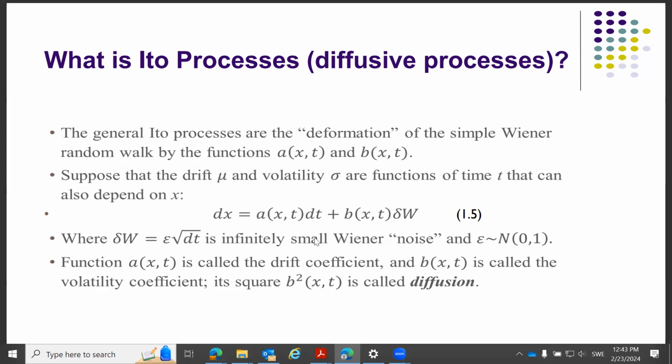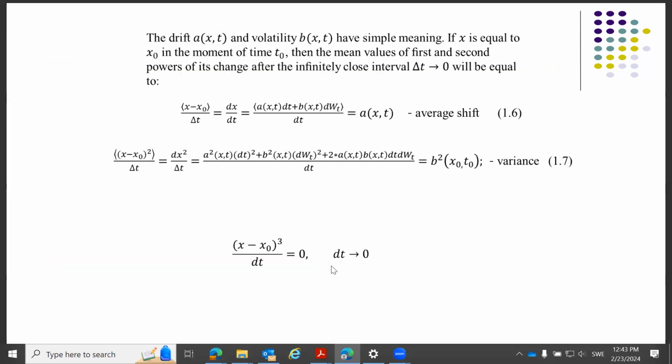So according to the definition of this Ito process, the coefficients have a simple meaning. The coefficient a(x_t) is the average shift of the first order over an infinitely small interval delta t, and the shift of the second order is the variance, this function b squared. But the shift of higher powers equals 0.